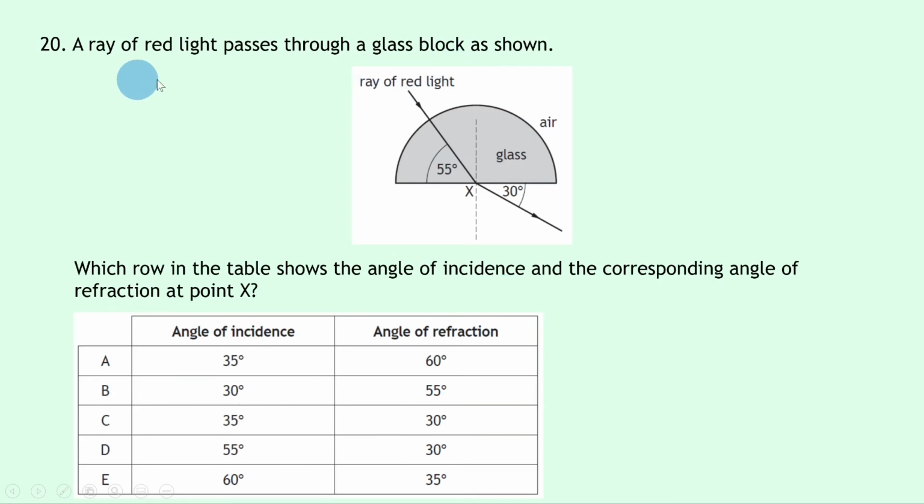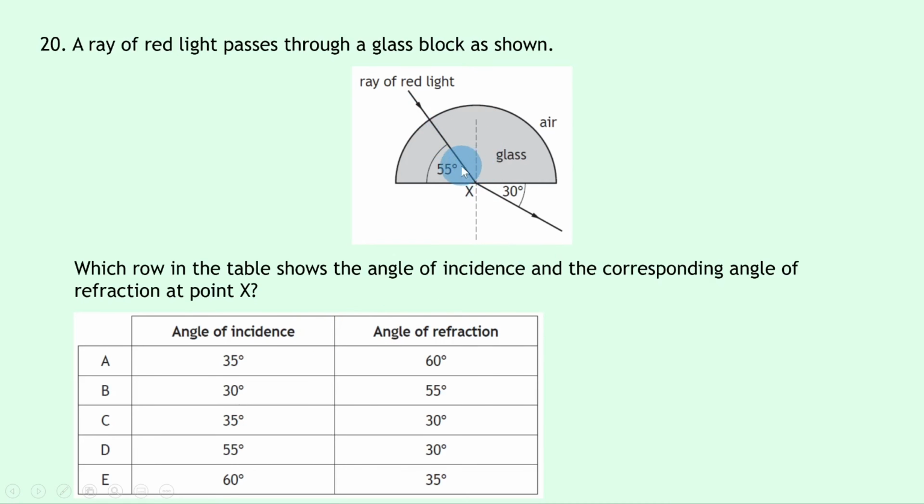Question 20 says a ray of red light passes through a glass block as shown. So we've got air here, glass block here, and the normal here. We've then got a ray of red light coming in and bending away from the normal. It says which row in the table shows the angle of incidence and the corresponding angle of refraction at point X. So remember the angle of incidence is measured between the incident ray and the normal. So that's the angle in here.